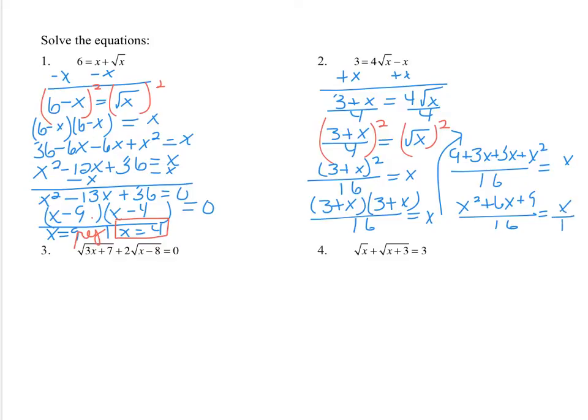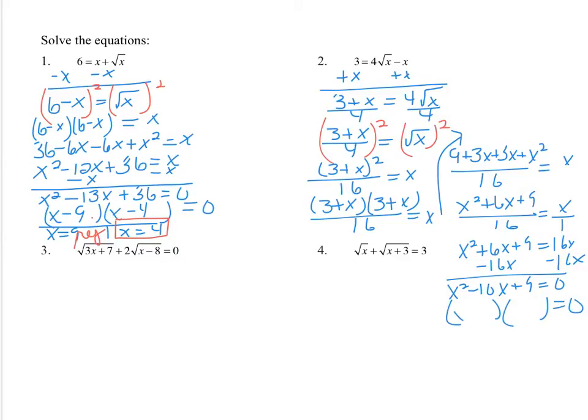Put x over 1, cross multiply. x squared plus 6x plus 9 equals 16x. I have a squaring, so I'm going to get one side equal to 0, so I'm going to subtract 16x on both sides and end up with x squared minus 10x plus 9 equals 0. Factor in T-bar. x and x. Factors of a positive 9 that will give me a negative 10: minus 9, minus 1. T-bar. x comes out to be a 9. x comes out to be a positive 1.